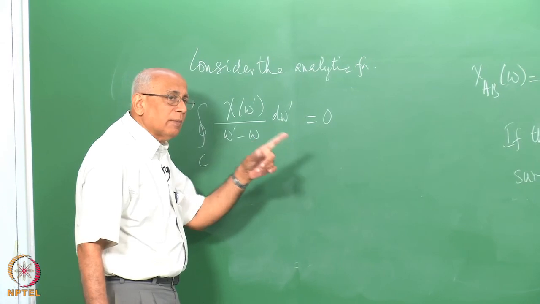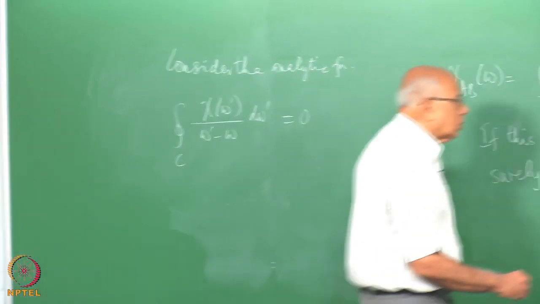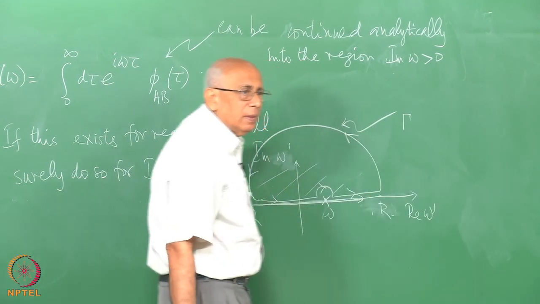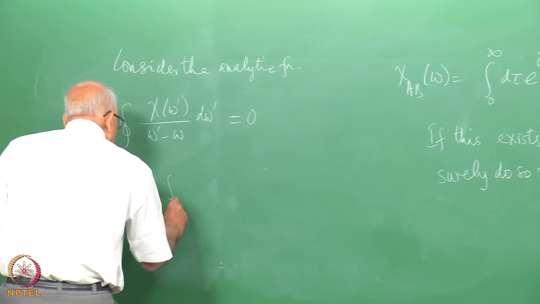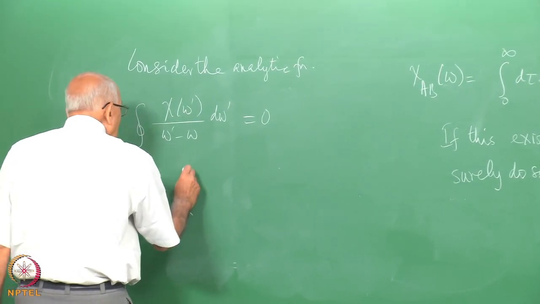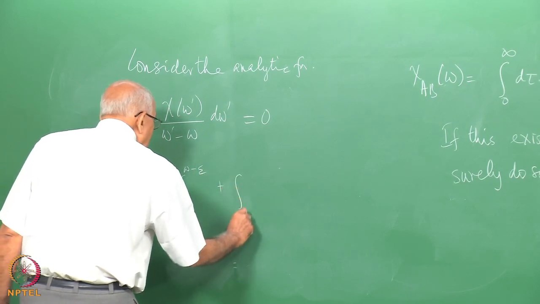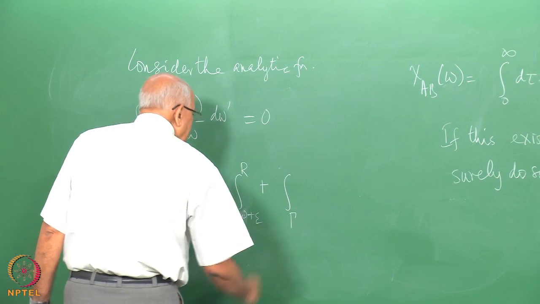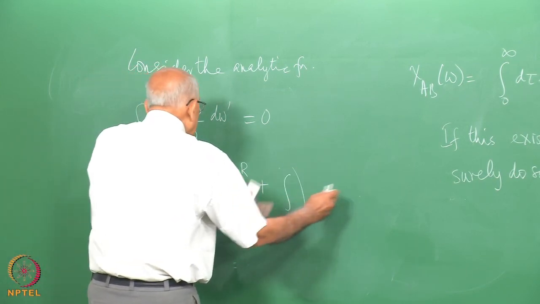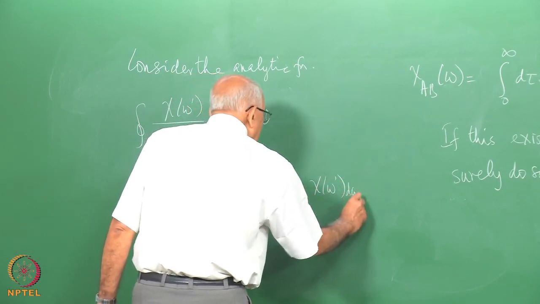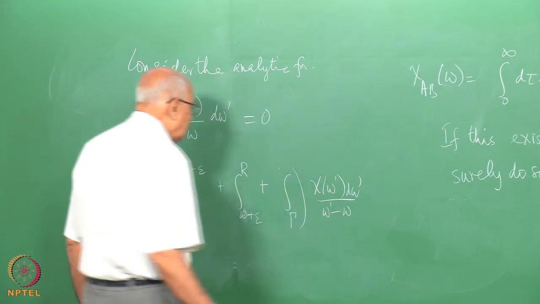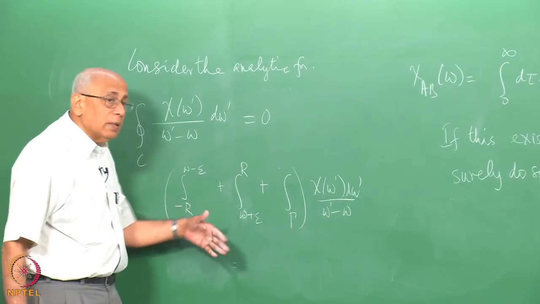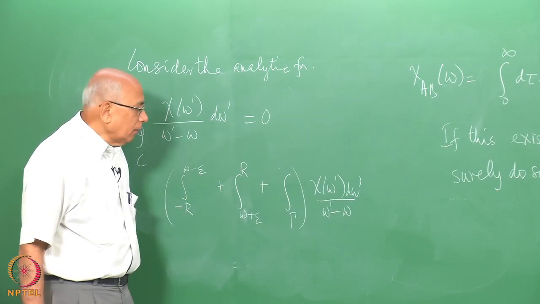So what is the contribution from that semicircle? So let's write it out. Let's call this contribution from the semicircle, let's call this contour gamma, big gamma. So this quantity is the integral from minus r to omega minus epsilon, plus an integral from omega plus epsilon to r, plus an integral over gamma of the same thing, chi of omega prime d omega prime over omega prime minus omega. I'm going to let r go to infinity, so this integral runs minus infinity to infinity except for that little interval around omega, and then I'd like this to be 0.